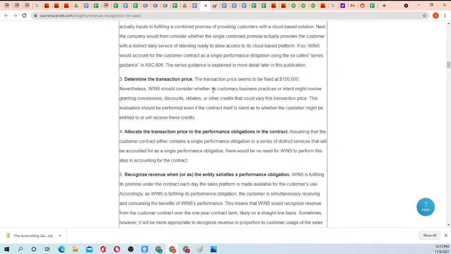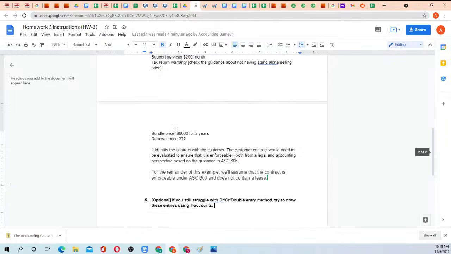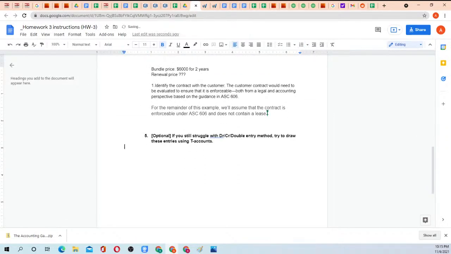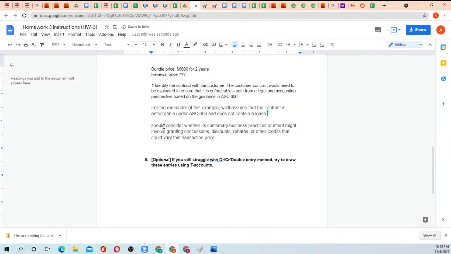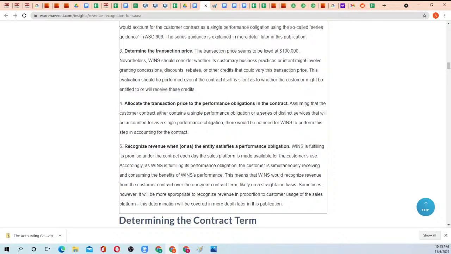That's also an interesting part. Even though we have a straightforward contract price, 100,000, we need to evaluate whether it is a customary business practice or intent to grant concessions, discounts. So if we provide discounts to most of our other customers, you might want to adjust your contract price.